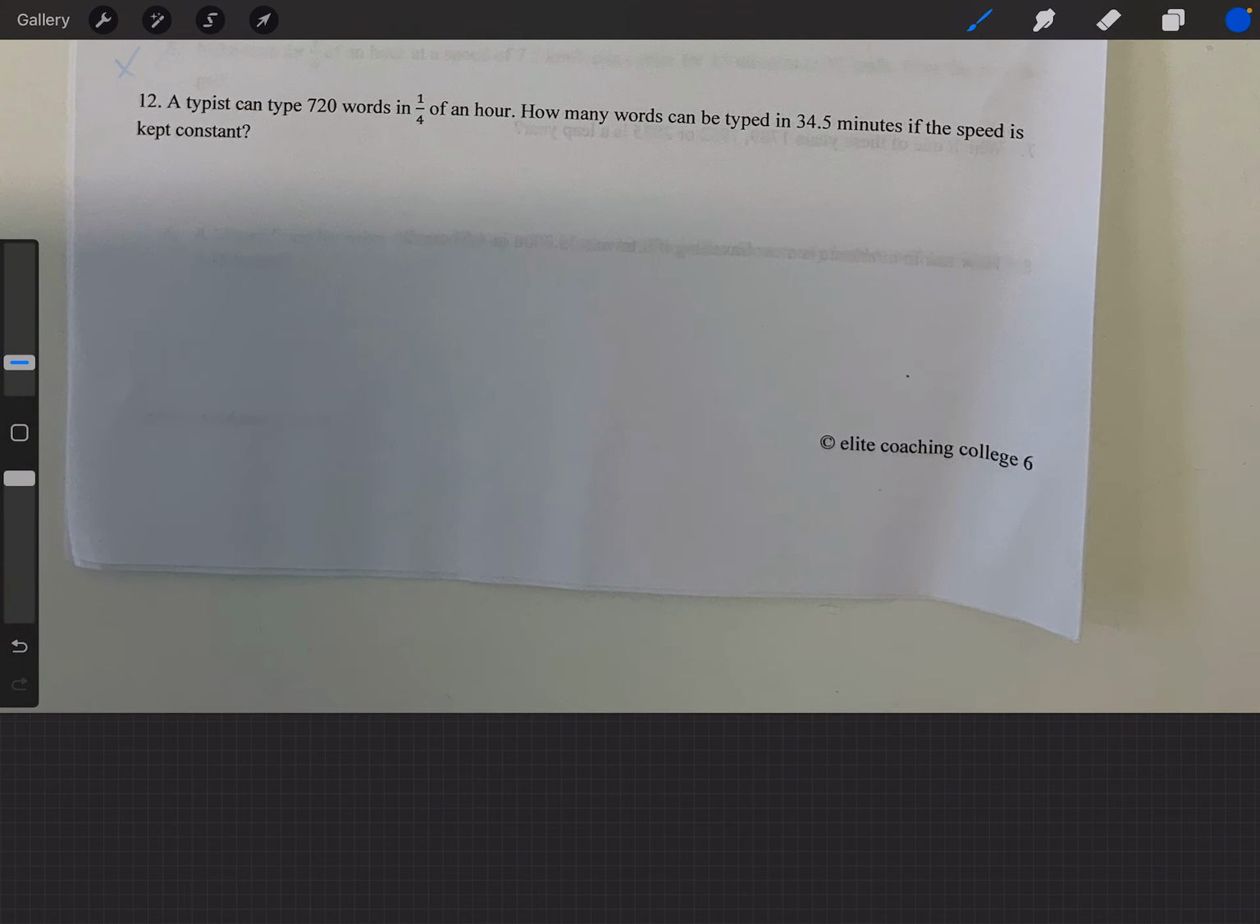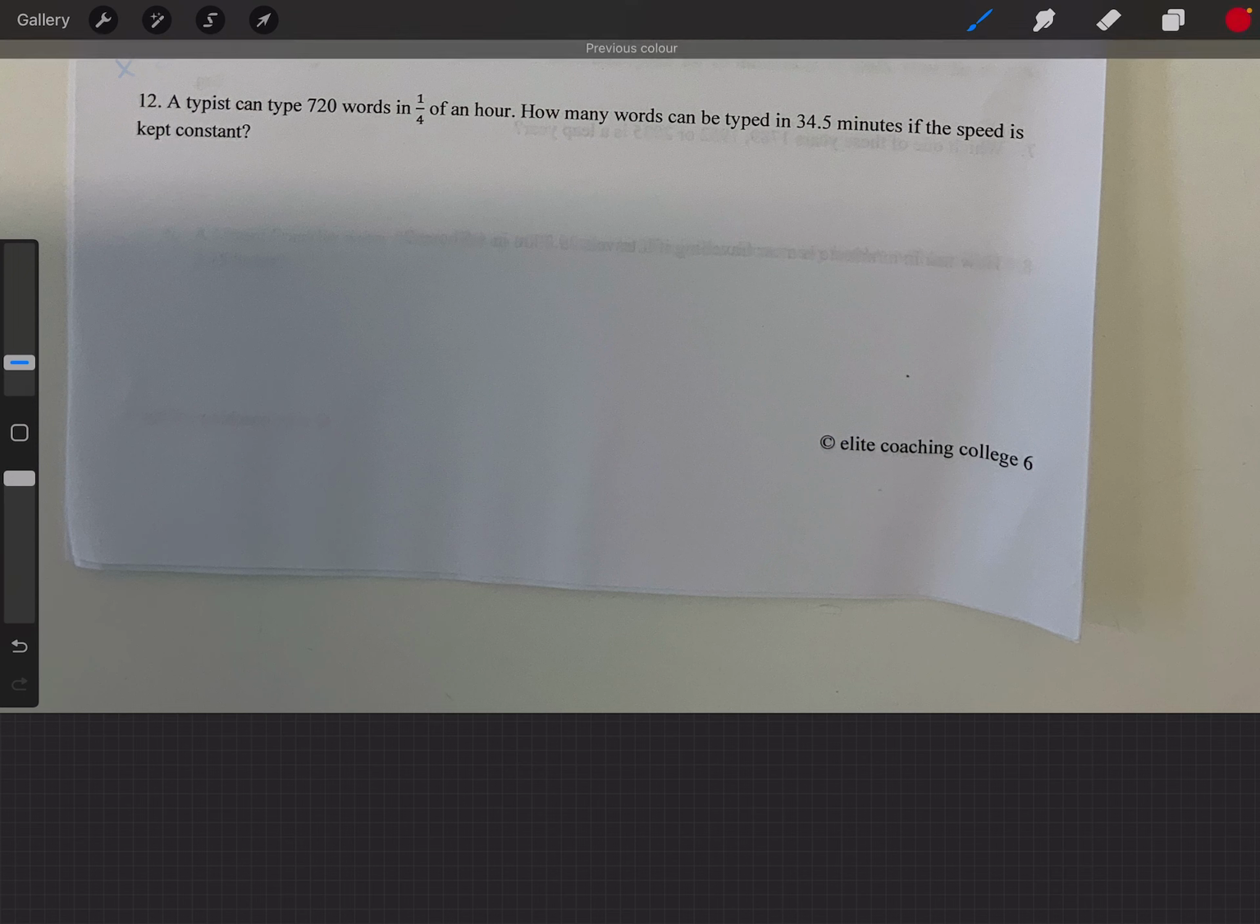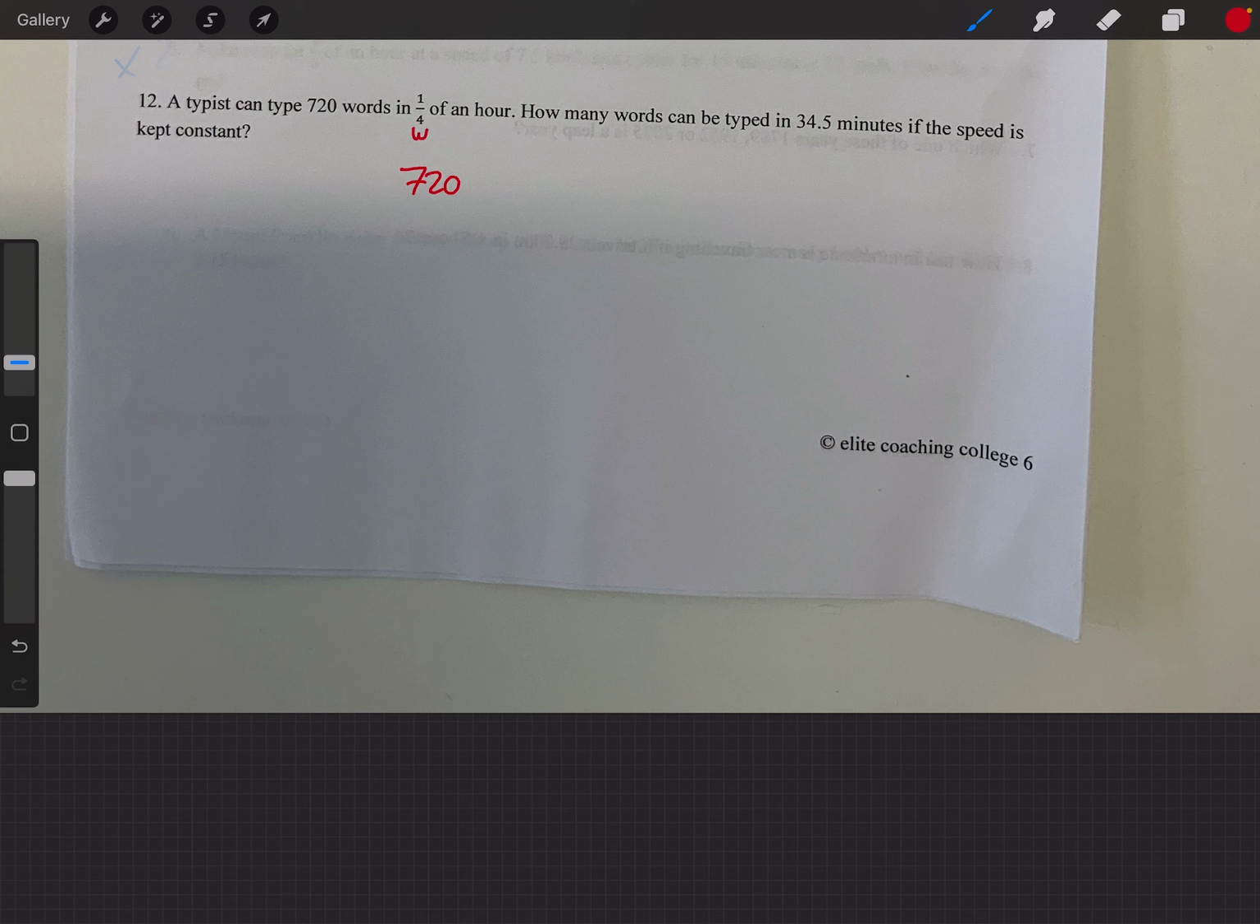Alright, a typist can type 720 words in 1/4 of an hour. How many words can it type in 34.5 minutes? Okay, so same thing here. We got 720 words. So these are the words. And this is the time it took, which is 1/4 of an hour. Now 1/4 of an hour, actually let's leave it for now.